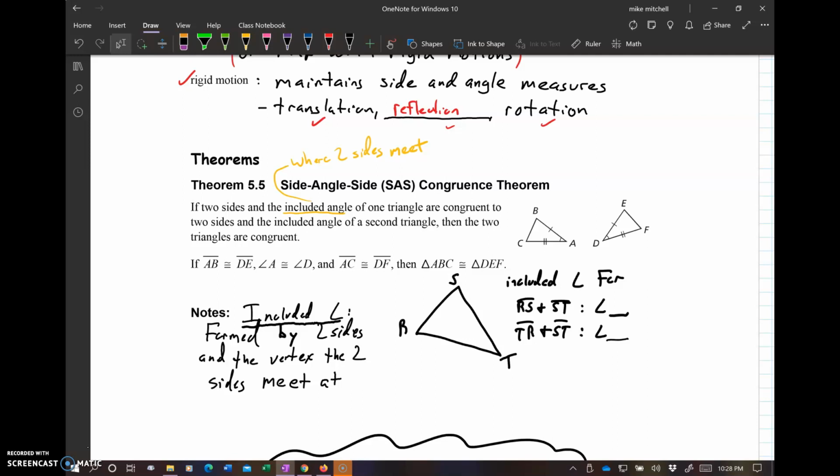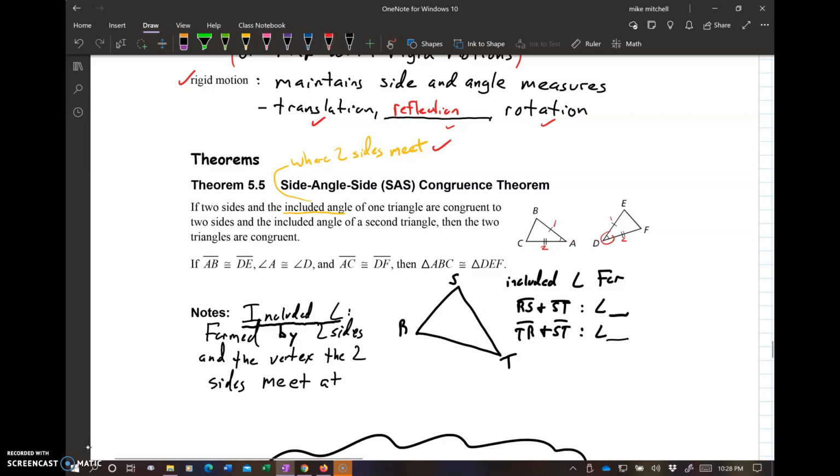So our SAS congruence theorem stands for side, angle, side. If two sides and the included angle of one triangle are congruent to two sides and the included angle of a second triangle, then the two triangles are congruent. We don't have to do like last chapter and get every single part. We get these three parts congruent and we're golden. So the included angle is where the two sides meet.